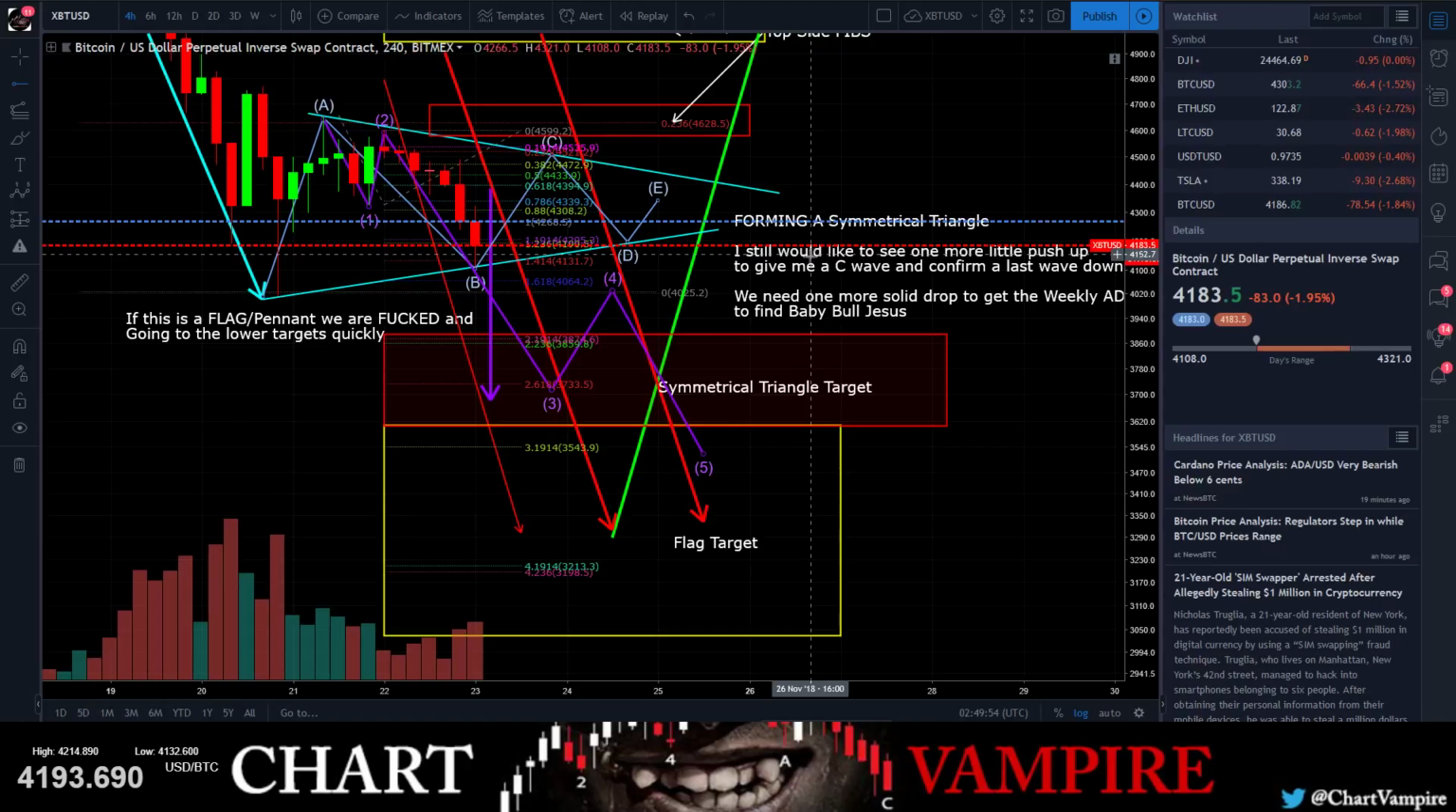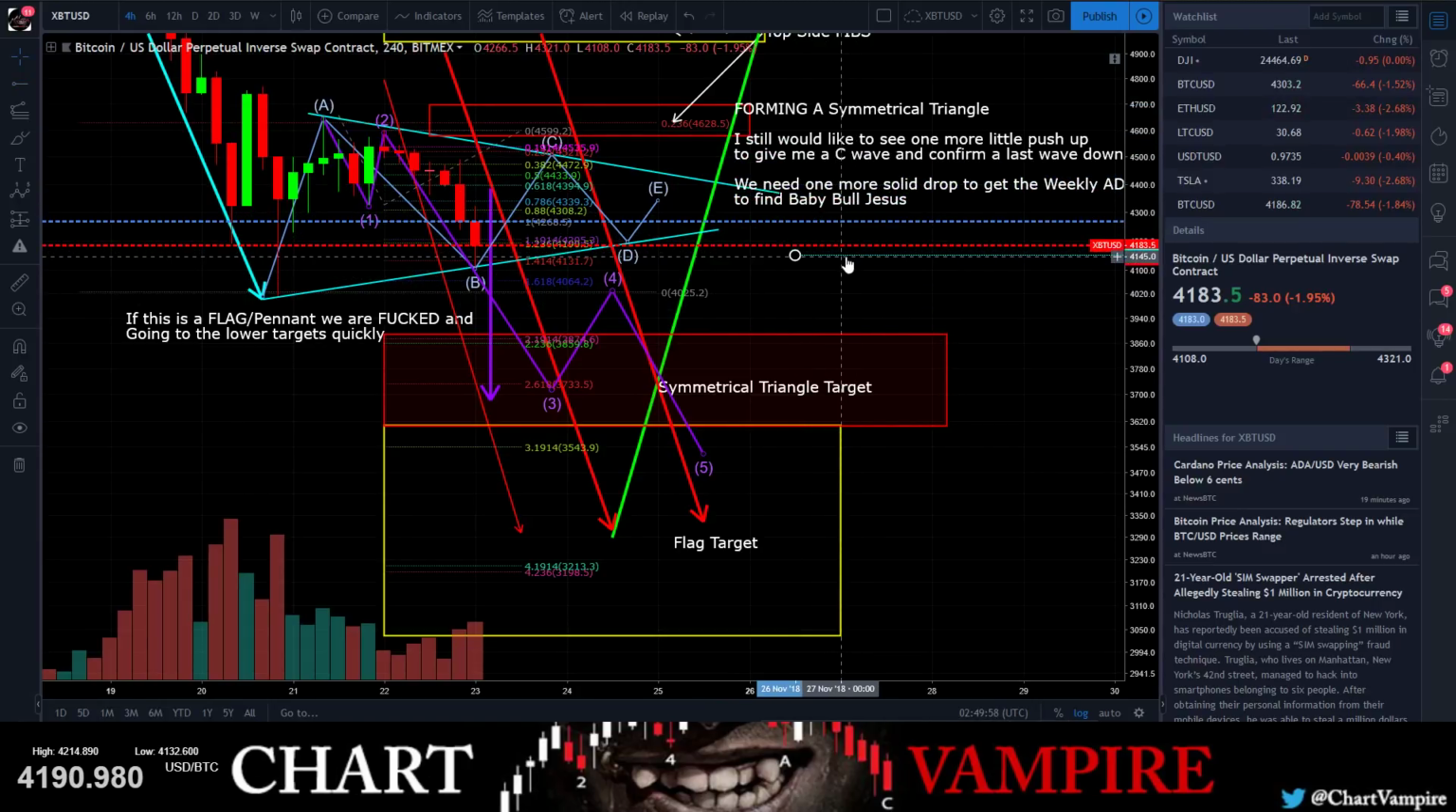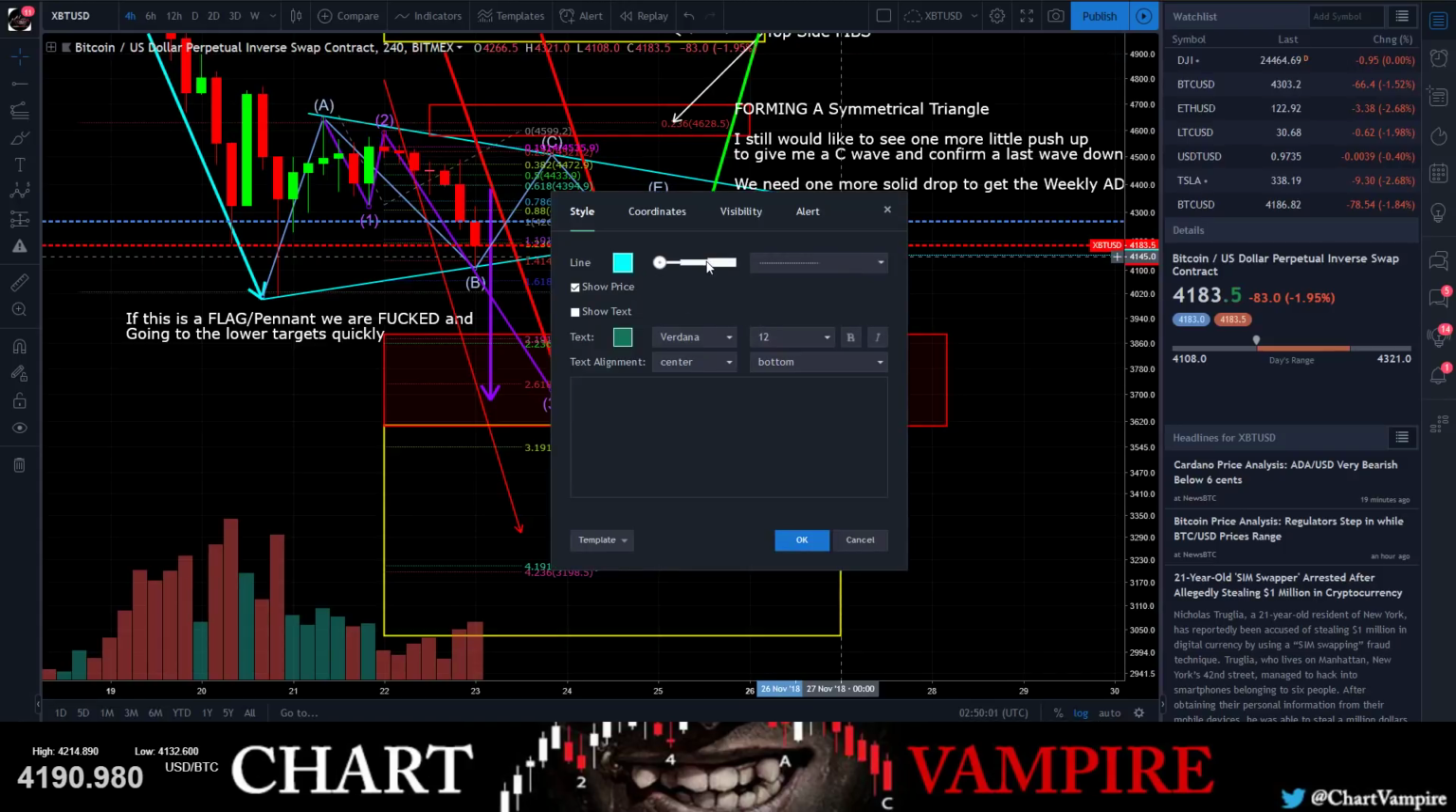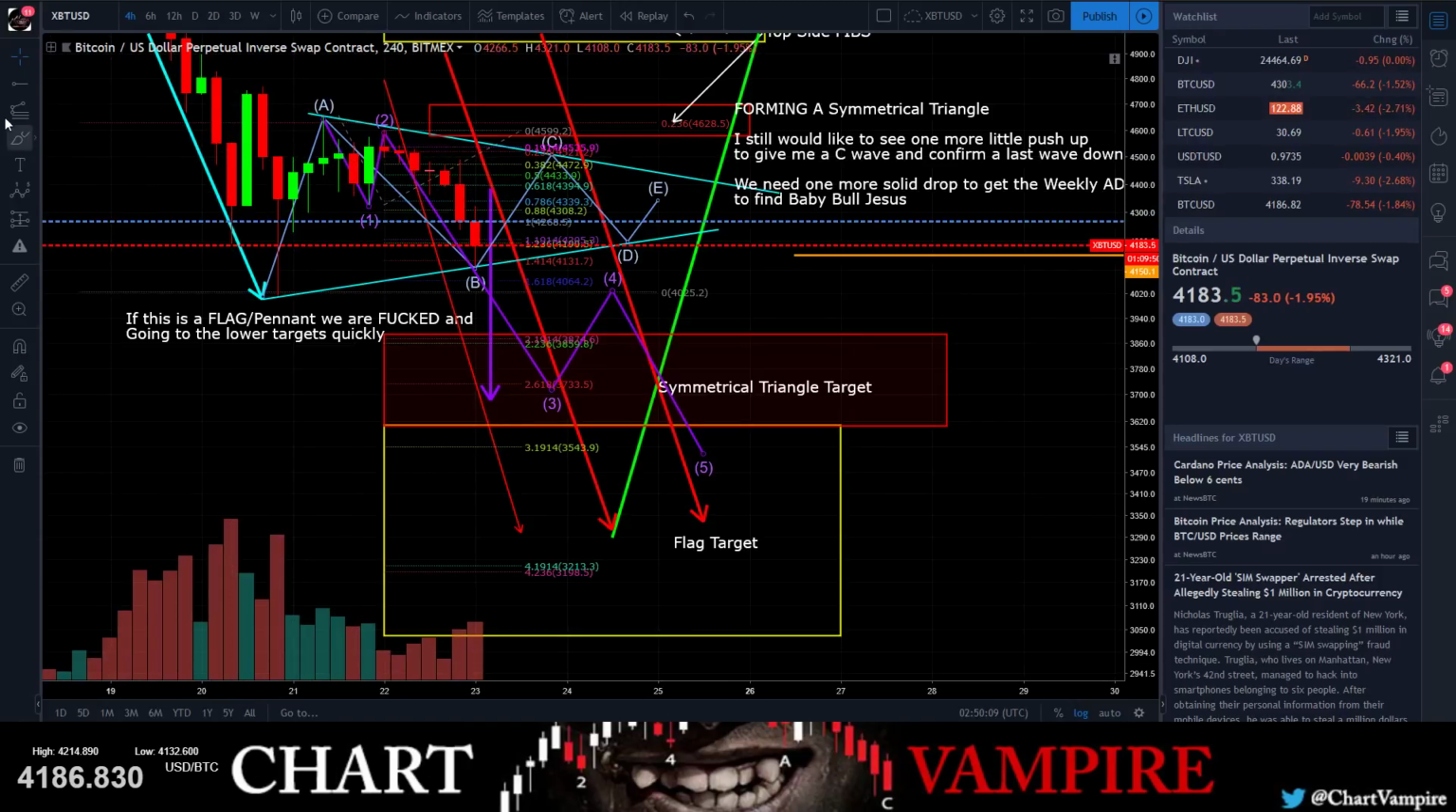Let me throw this in here. Right, so I'm just going to put this line here and make this big. Get rid of this. We're going to make it solid. I'm going to turn it orange. Okay, so I'm going to do that, and then I'm going to do 4060.